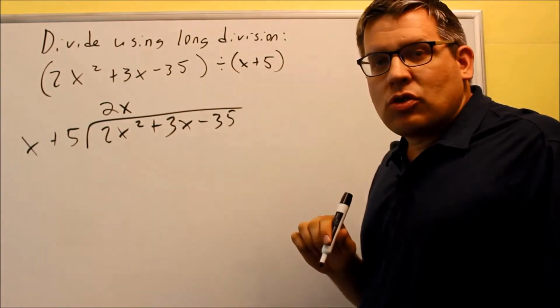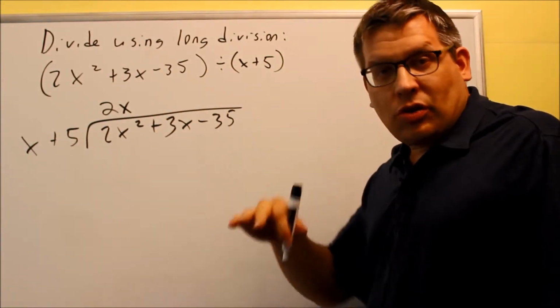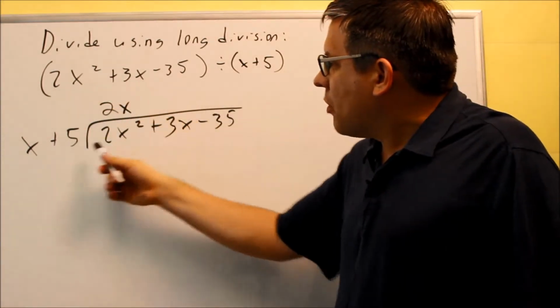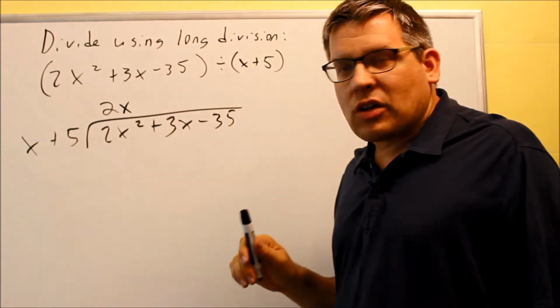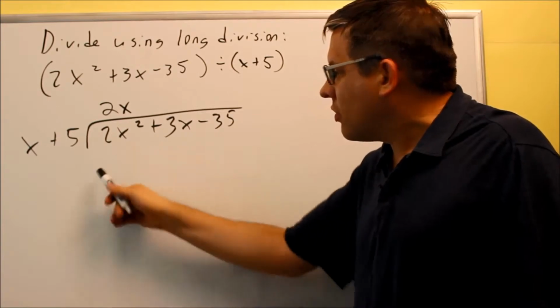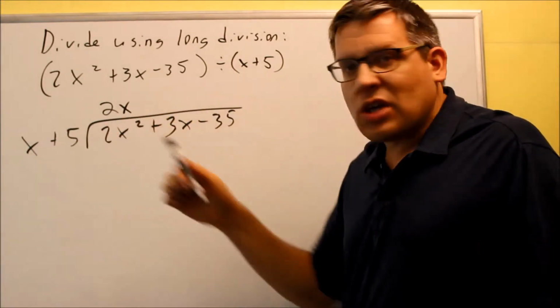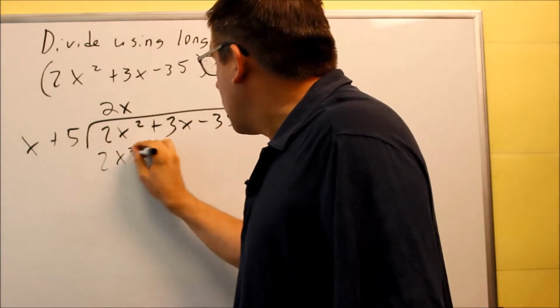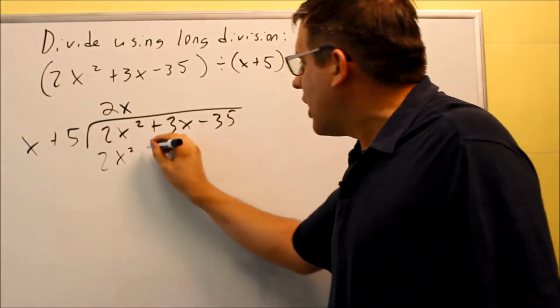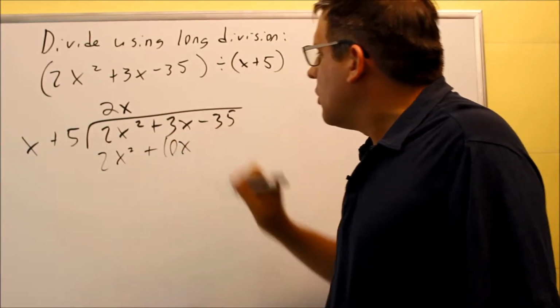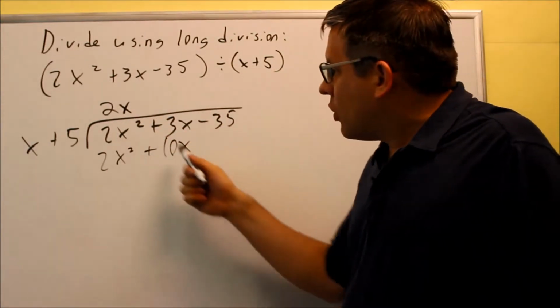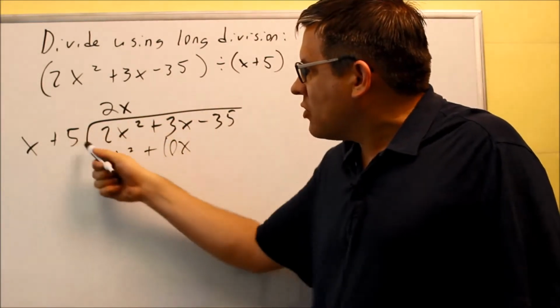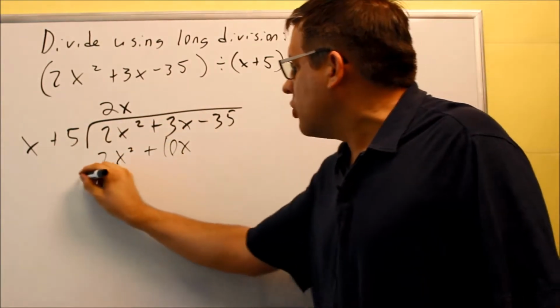The same thing that you would do for regular long division if you're working with numbers, you would take this and multiply it by whatever is on the outside. You'll write your answer underneath here. So 2x times x is 2x squared, and then 2x times 5 is 10x. So now we've multiplied this times each thing on the outside. That result goes underneath here.